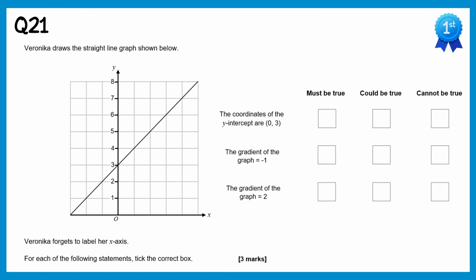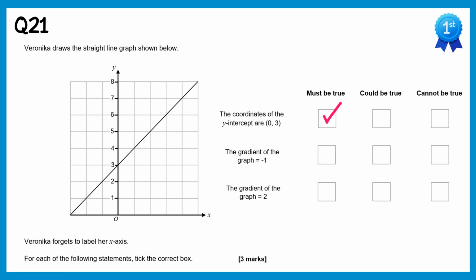In this question we have some statements and we need to tick the correct box. So for the first one it says the coordinates of the y-intercept are 0, 3. The y-intercept of any graph is where it crosses over the y-axis, so for our graph it's here. And you can see the coordinates of that are 0, 3, so this must be true.